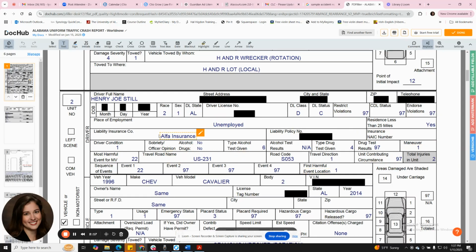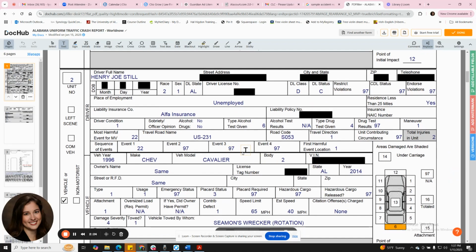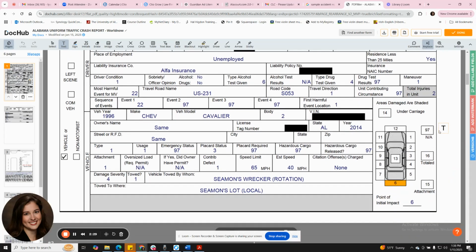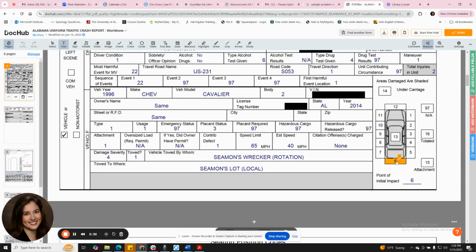All right, this is going to be driver number 2's insurance down here. Same thing with any contributing circumstances or any special codes that they recorded. Over here, you'll see that this car was impacted in the rear of the vehicle. They've got this as the point of initial impact. Here's who towed the vehicle, and you'll also see here the estimated speed, whether anybody was charged with a ticket or any kind of offense, and what they recorded the speed limit as.